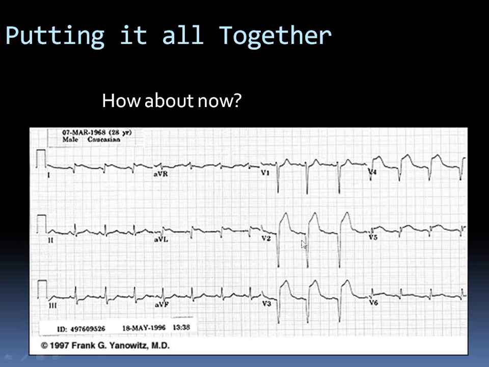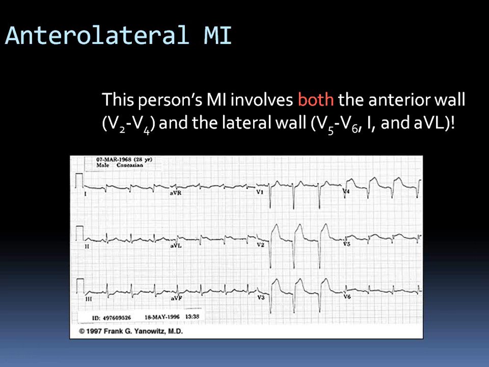No? Okay. So it's pretty obvious that this patient is having a huge anterolateral myocardial infarction based on the ST elevations that we see diffusely from lead V2 to V5 and also in lead 1 and AVR. So this patient's MI involves both the anterior wall, V2 to V4, and the lateral wall, which includes lead 1 and AVR. Okay. And you can see these ST elevations marked by the circles on the EKG.